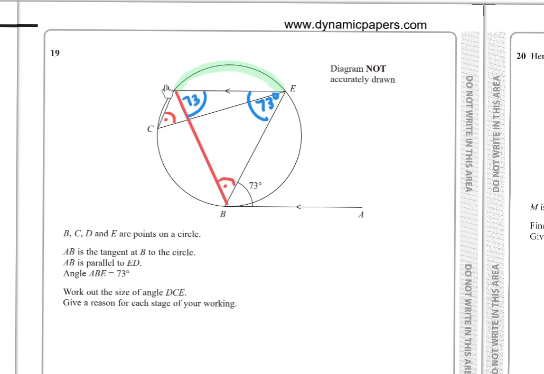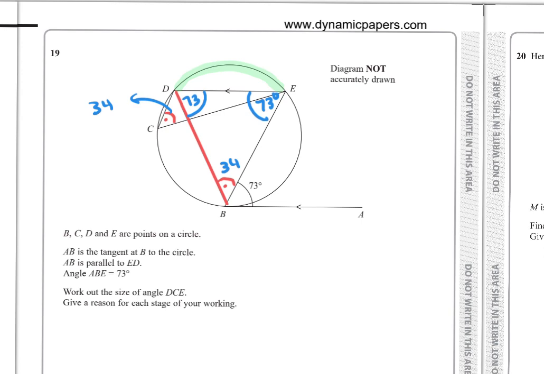Now in triangle DEB, this angle is 73 and this is 73, so we can find the third one. 180 minus 73 plus 73, which is 34. So this angle is 34. Now we need to write the working and give a reason for each stage of your working.